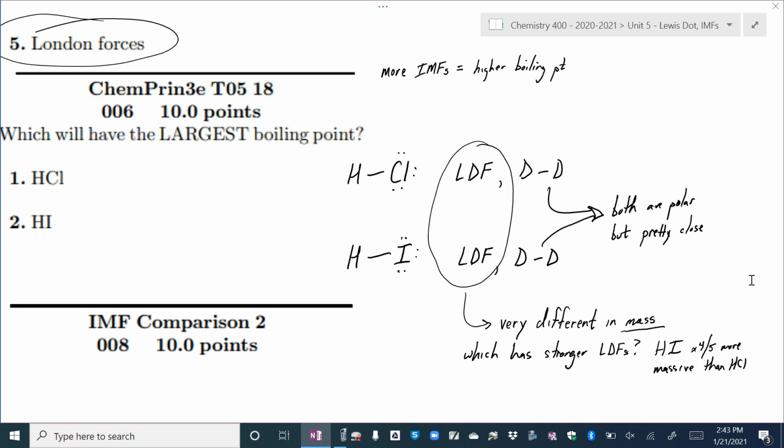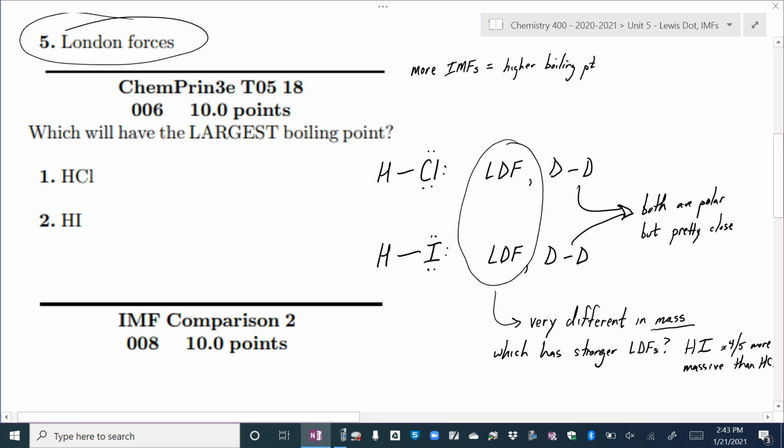The one that would have the largest boiling point is going to have the strongest intermolecular forces. So dipole-dipole, both of them have that attraction, and both are pretty close. But HI will have a much stronger LDF attraction than HCl. So HI will have the higher boiling point.